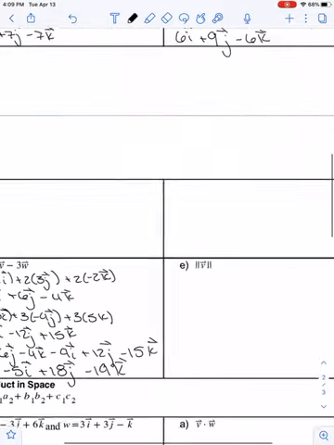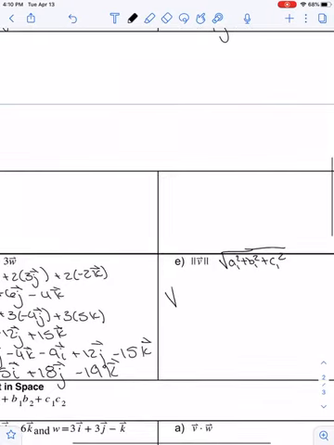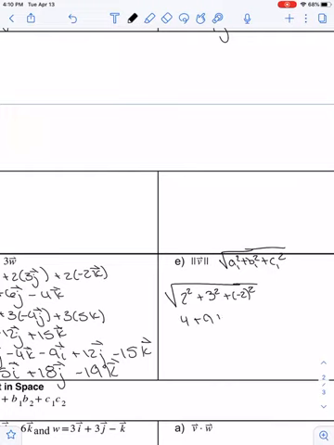Now we're doing the magnitude of v, and so the magnitude would be the square root of a squared plus b squared plus c squared, in this case since there are three variables, and then a is 2, b is 3, and c is negative 2. So square root of 2 squared plus 3 squared plus negative 2 squared, which is 4 plus 9 plus 4, which equals the square root of 17.